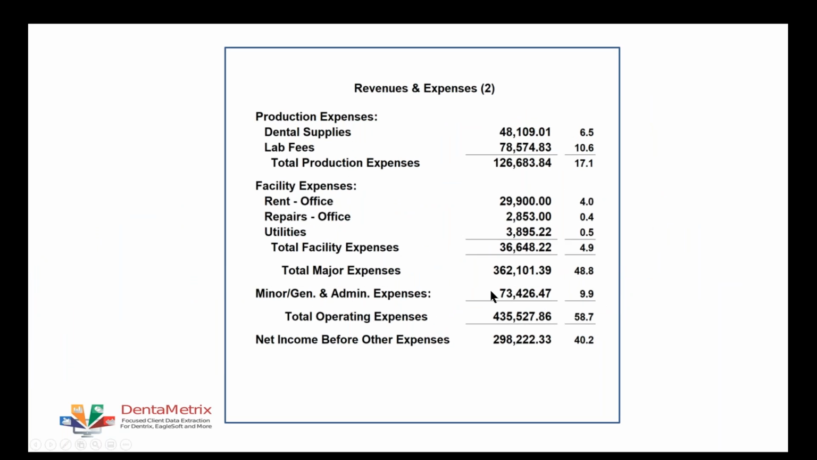Let's go to the next page. Here's your production subtotal: dental supplies plus lab fees. It gets a little more complicated if you have a CEREC, maybe even an employee who works the CEREC exclusively. And if you want to get real fancy with cost accounting, you could allocate some of that in here to get your numbers properly. But here's the dental supplies at 6.5%.